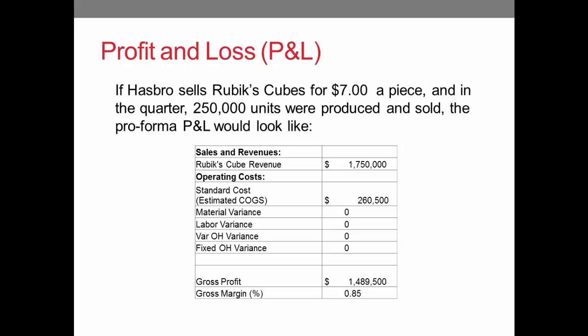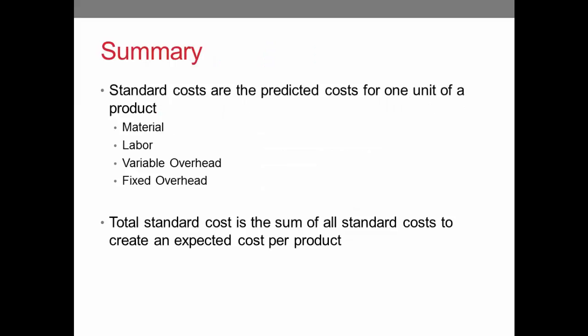So just to sum it all up, standard costs are predicted costs for 1 unit of product. They include labor, material, variable, and fixed overhead. And the total standard cost is the sum of all standard costs to create an expected cost per product for a future period of time.